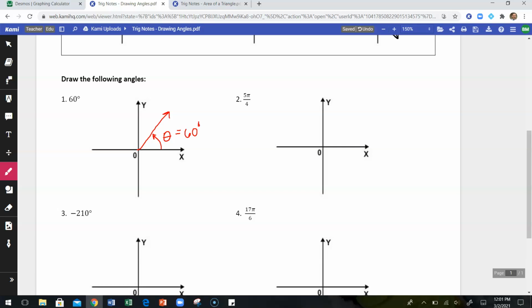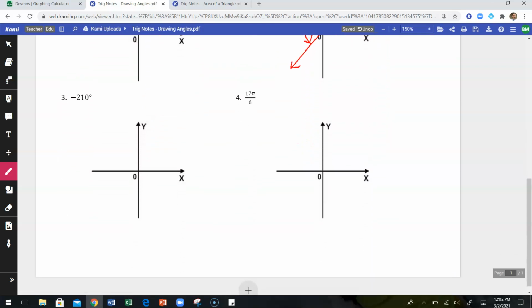5 pi over 4. 5 pi over 4 is the 45 in quadrant 3. So to draw that angle, it's going to be exactly in the middle down here in quadrant 3. And that is theta, 5 pi over 4. It's just a radian measurement instead of a degree measurement.